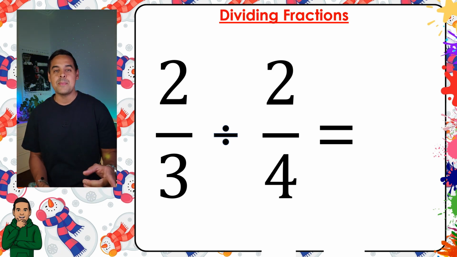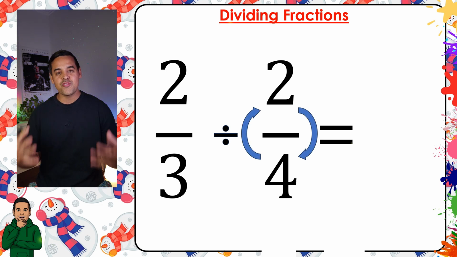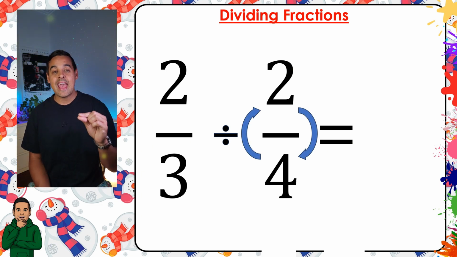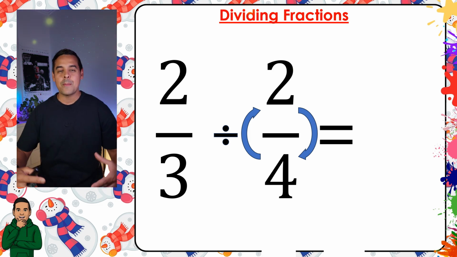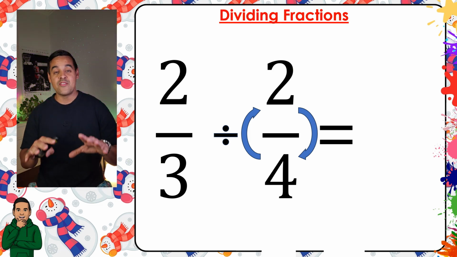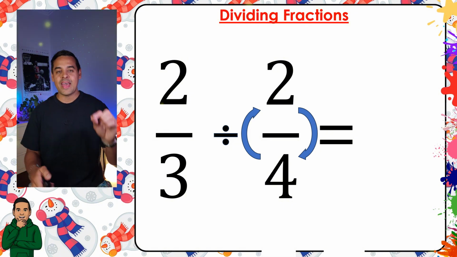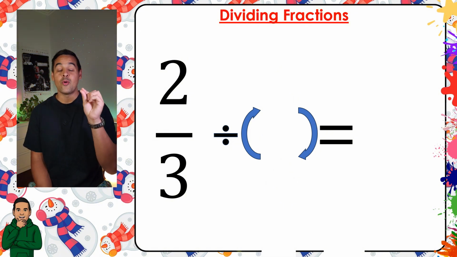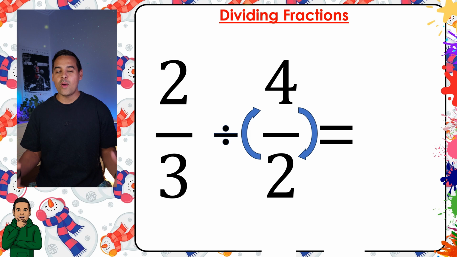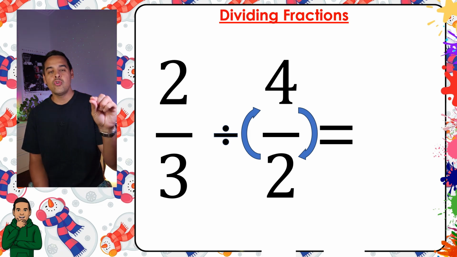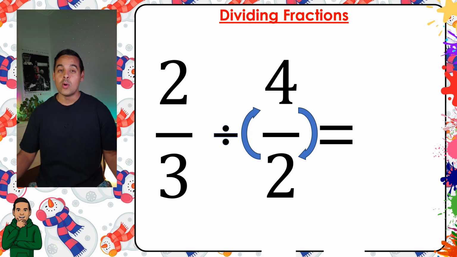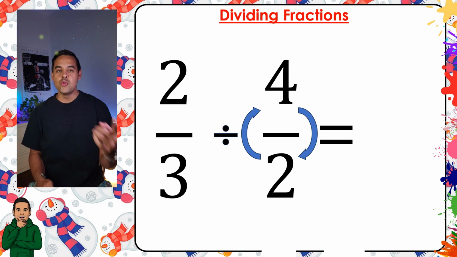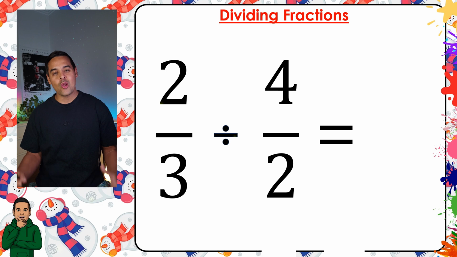So the first step here is we need to flip our numerator and our denominator. I've put the little symbol here so you have a visual representation of the first step, the flip, okay? So once we flip it, rewrite your question here as 2 over 3 divided by 4 over 2. So we have flipped our numerator with our denominator.